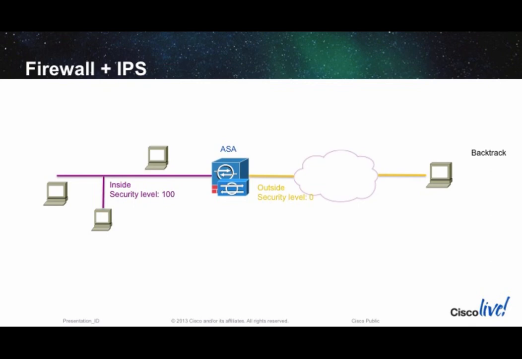After the company realized that their network was compromised, they decided to insert an IPS module in the firewall. The IPS is configured to inspect all traffic traversing the firewall. Now we'll launch our attack again.